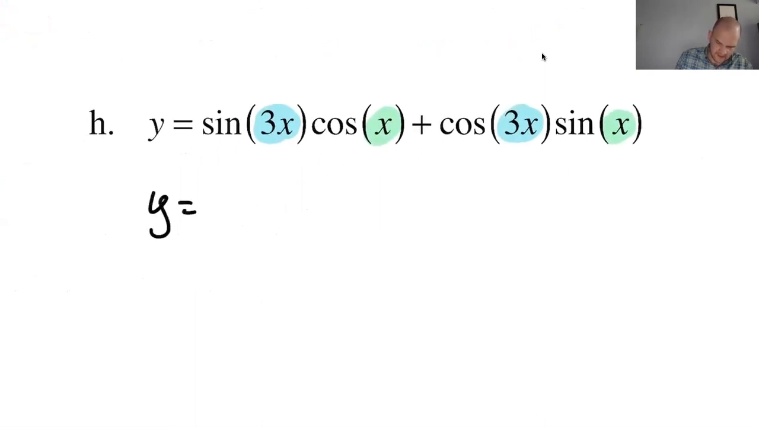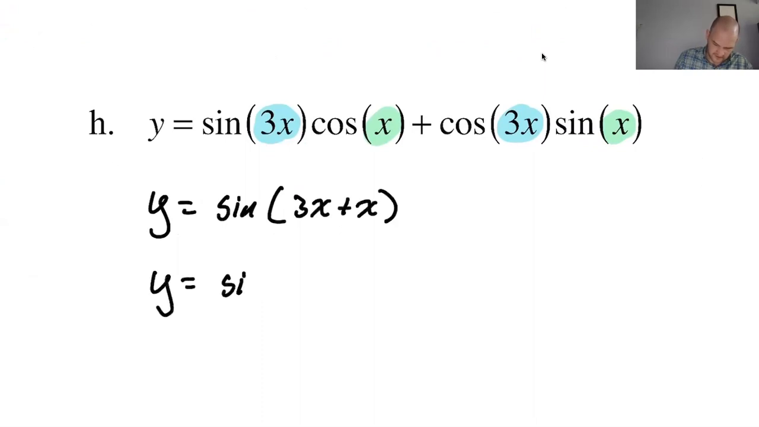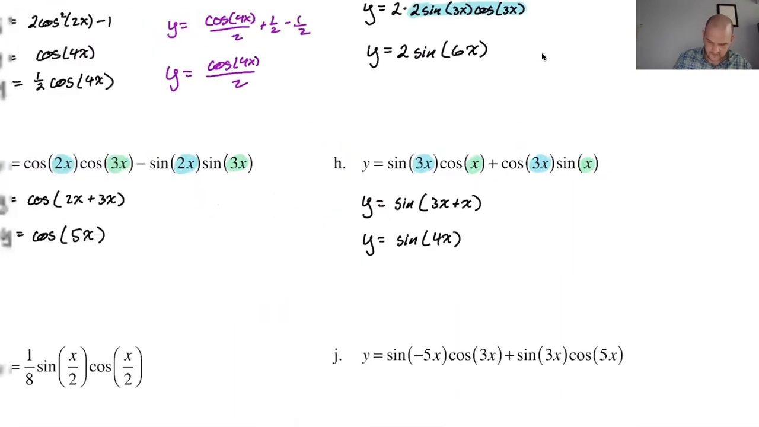So this is sine blue cosine green plus cosine blue sine green. That is sine cosine cosine sine. It's sine of blue plus green. So it's sine of 3x plus x. So y equals the sine of 4x. And there you go. All right. So we got that.